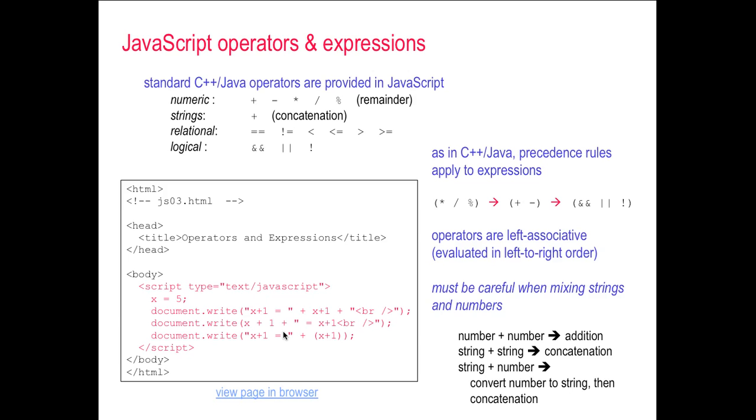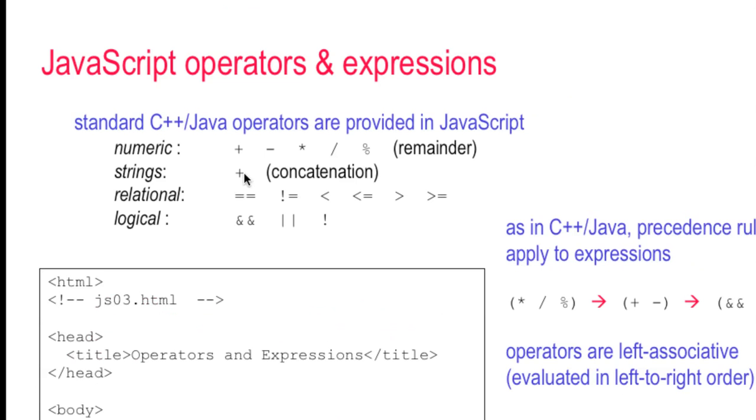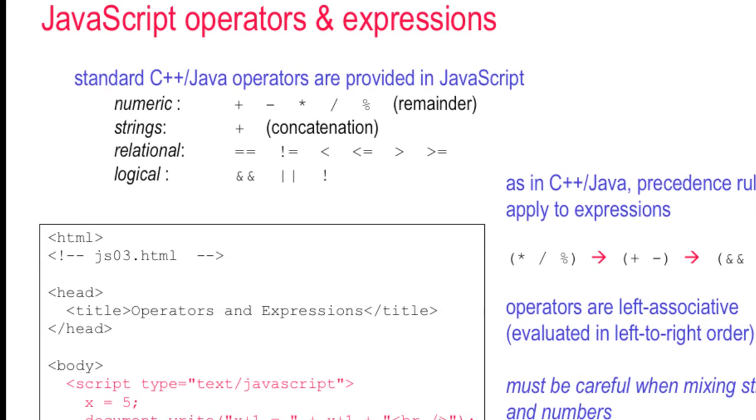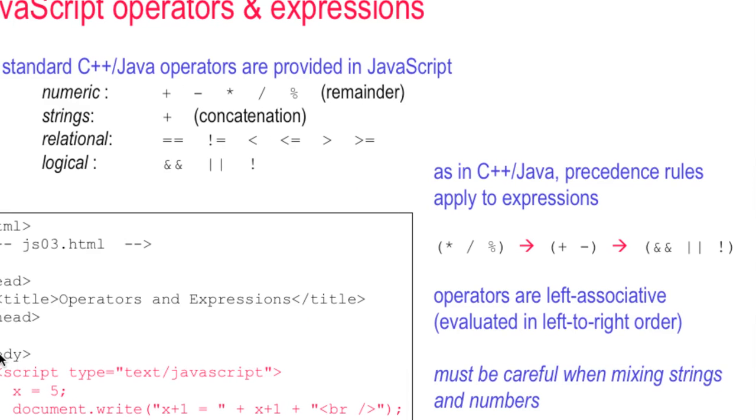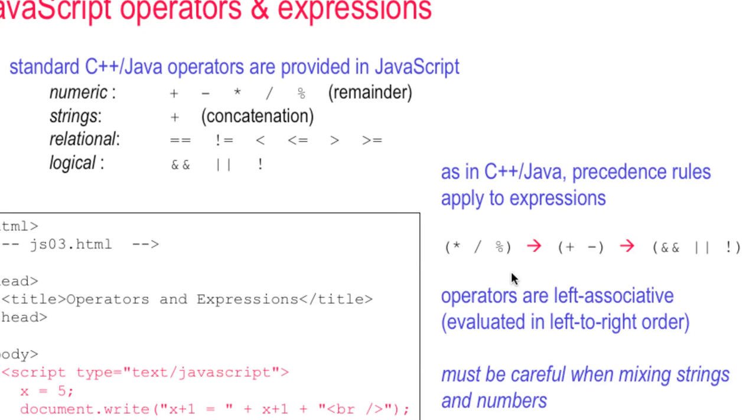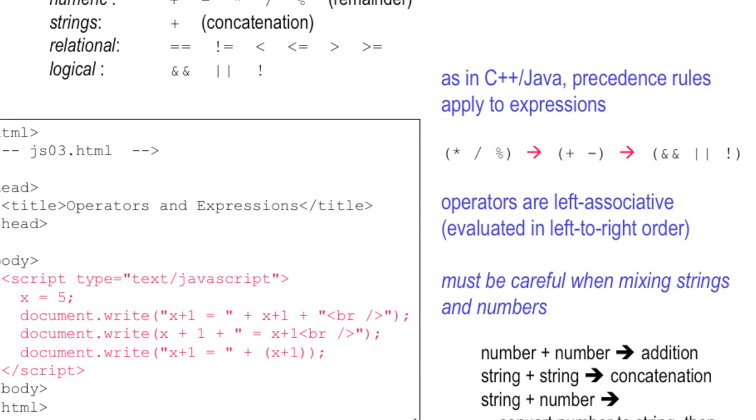So we have operators and expressions, and so what do we have here? We have, as I mentioned before, concatenation, numeric operators, relational operators: equals to, not equals to, greater than, less than, and logical operators, this and this, or that, can be applied. So as in C++ and Java, precedence rules apply. They apply to expressions, so it's the same as math in terms of the precedence rules, so multiplication, division. So operators are left associative, so they're evaluated in a left to right order. Same thing you get in basic math concepts.